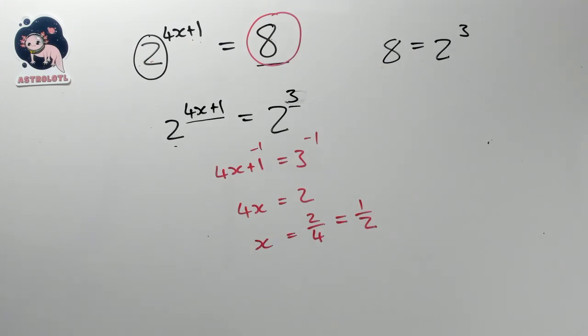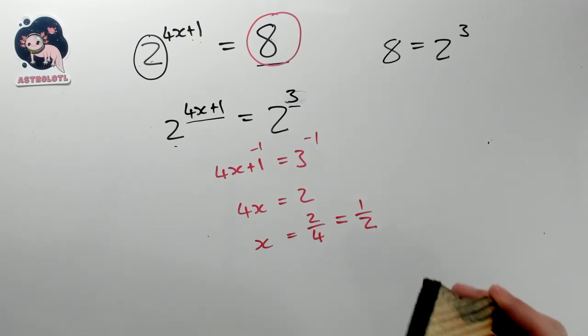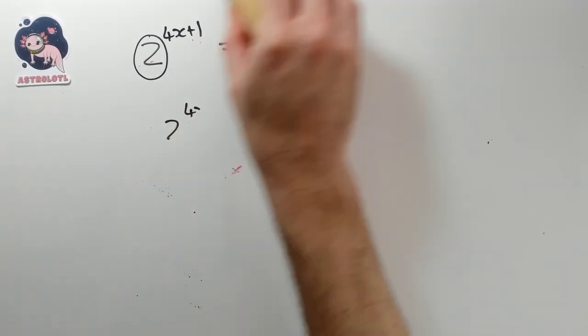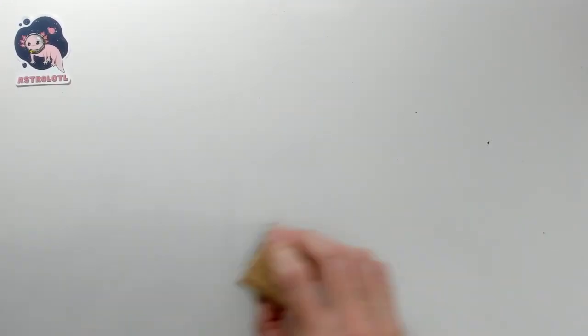Okay, so the trick, like I said, is just rewriting this. Usually with any indices type of question, the trick is always to write the big numbers they give you in index form, as a ground number to a certain power. Okay, let's do the last one.